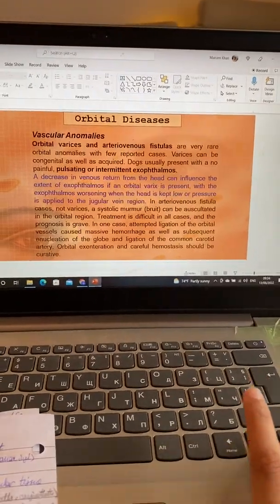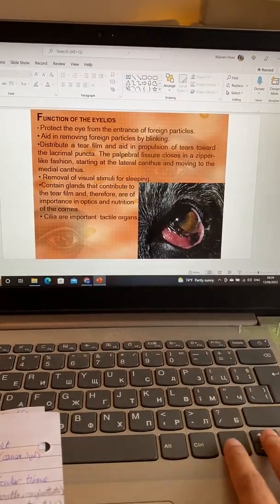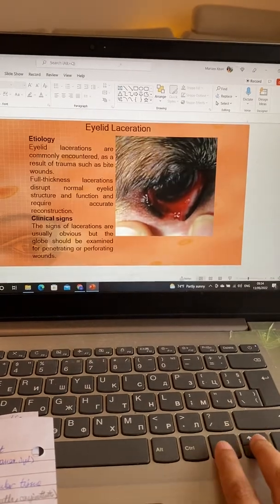So we'll move on to eyelid diseases. I'm trying to do this as fast as possible, because there are so many.